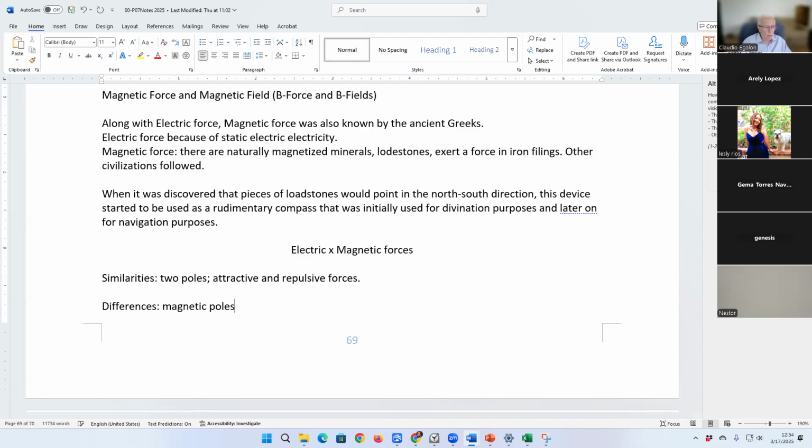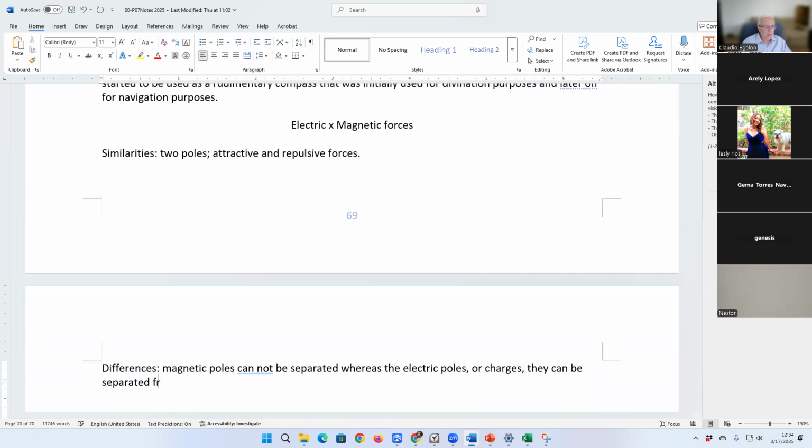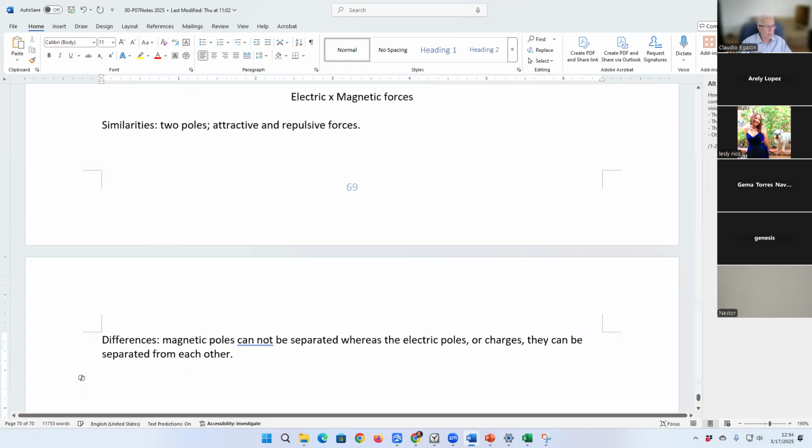Magnetic poles cannot be separated. Okay, that's a very important difference. Magnetic poles cannot be separated. Electric poles, which are the electric charges, whereas the electric poles or charges can be separated from each other. That's one of the differences.